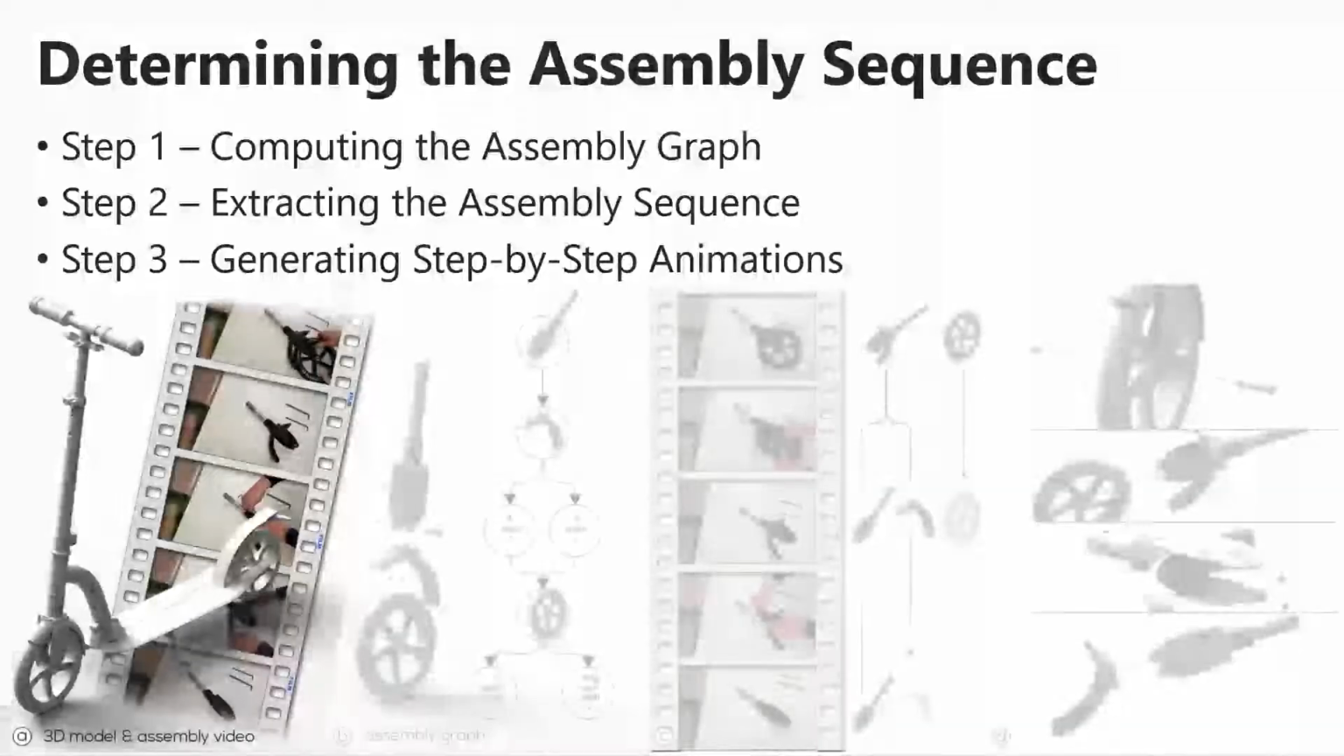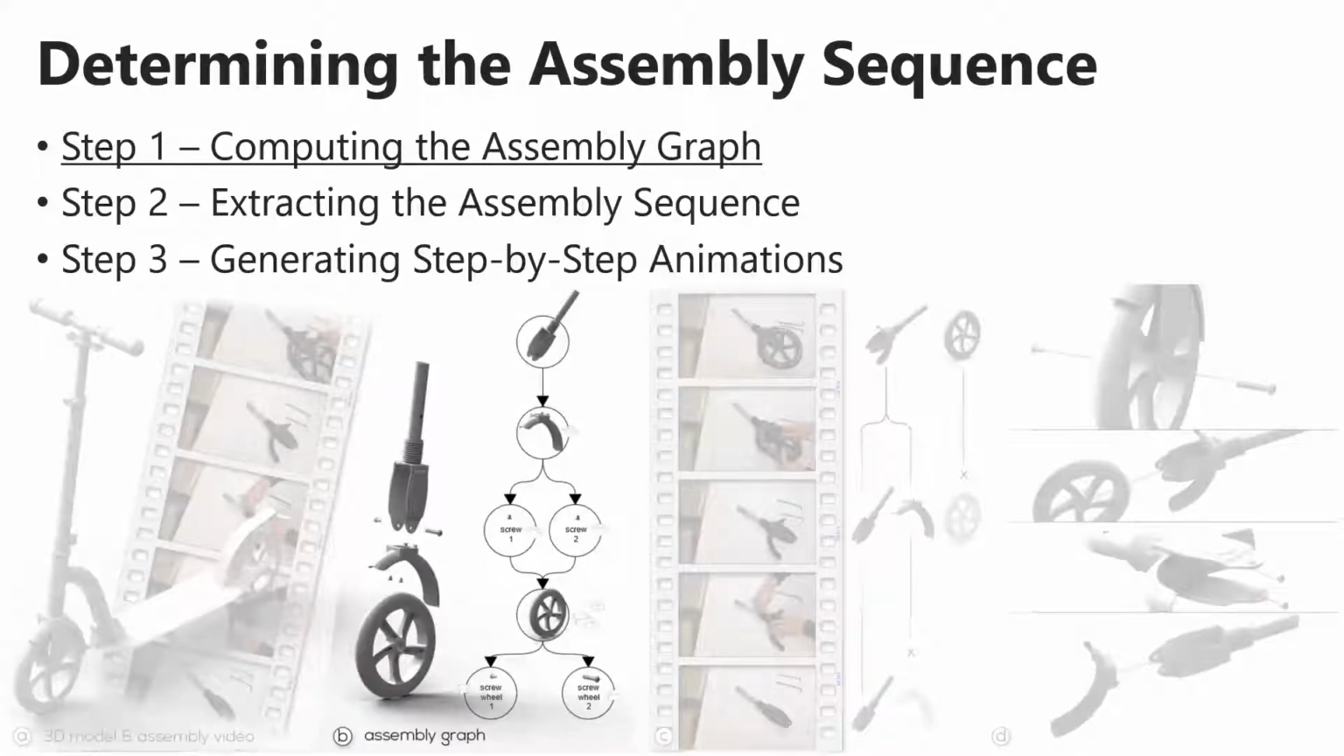Our system can be explained in 3 steps. Input to our system is a video tutorial and a 3D model of the object. Our system animates each of the parts following the assembly procedure that is demonstrated in the input video.